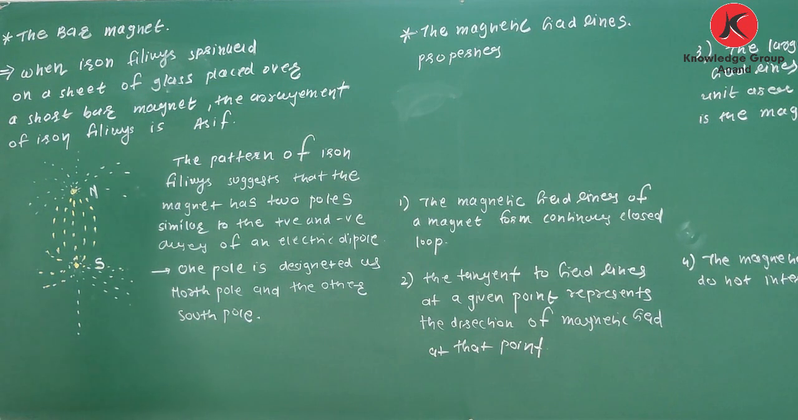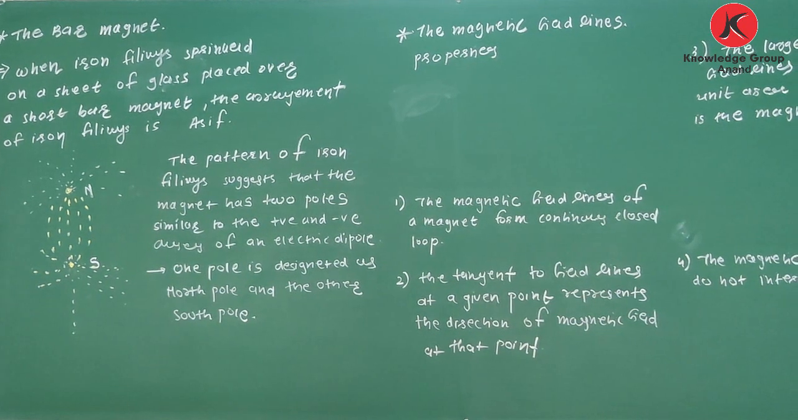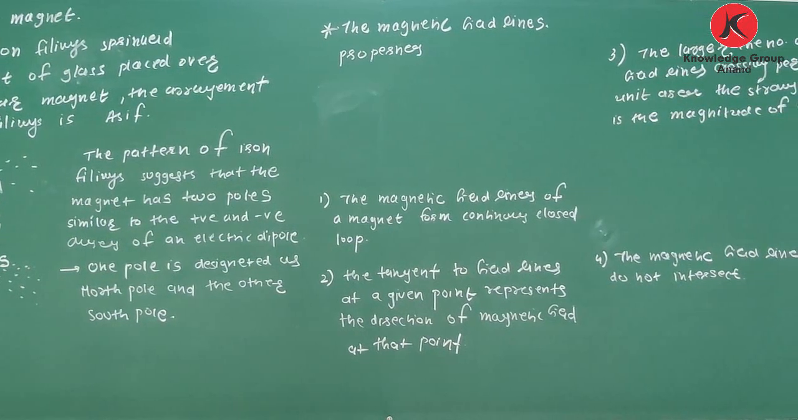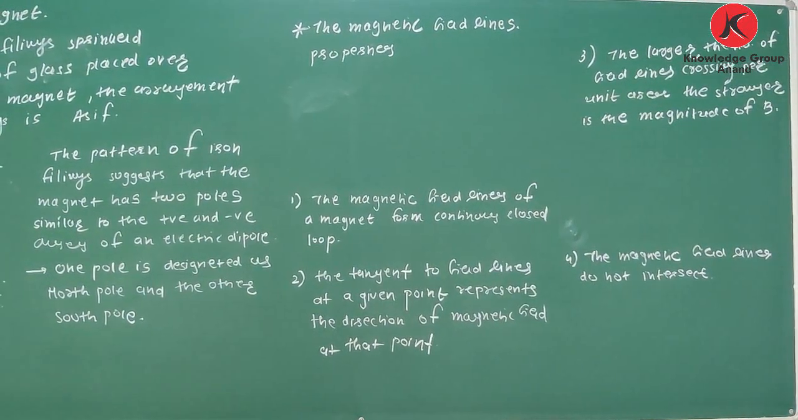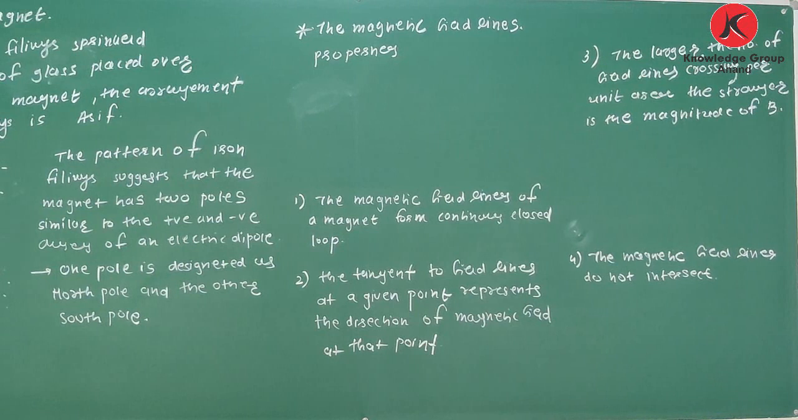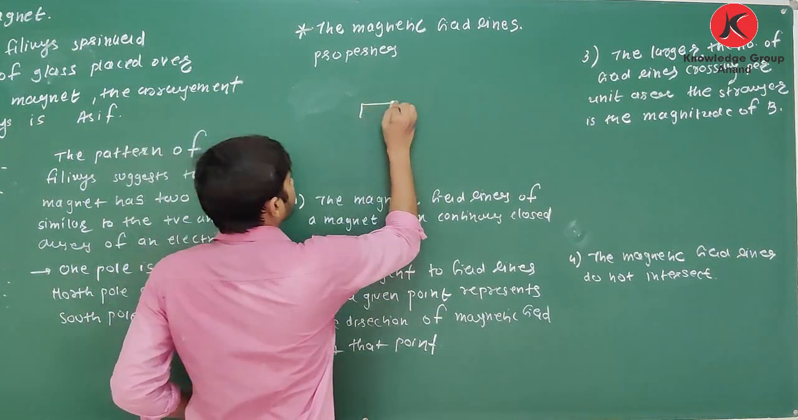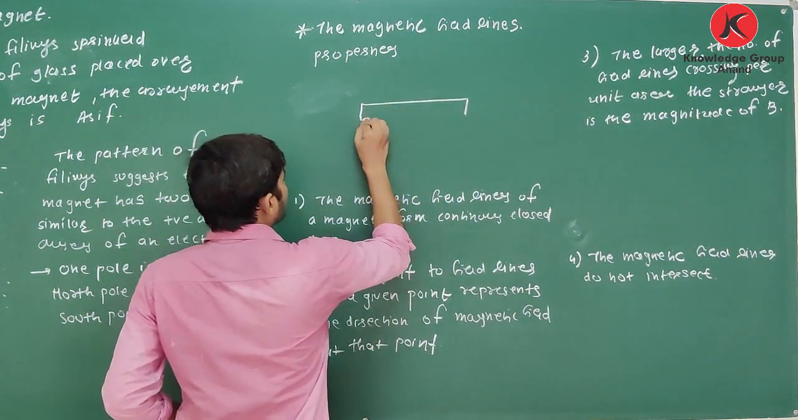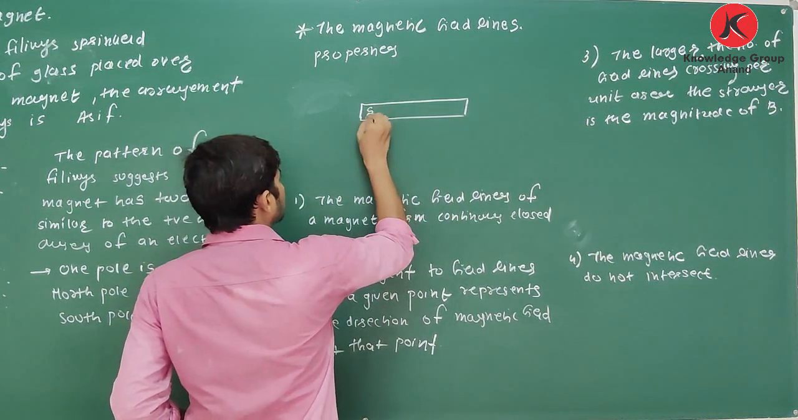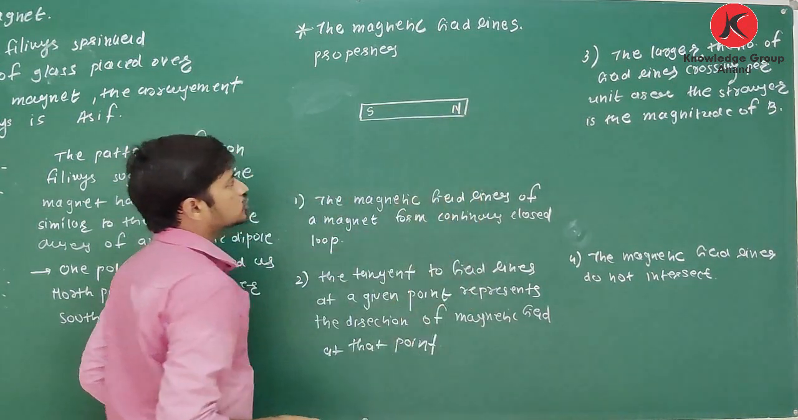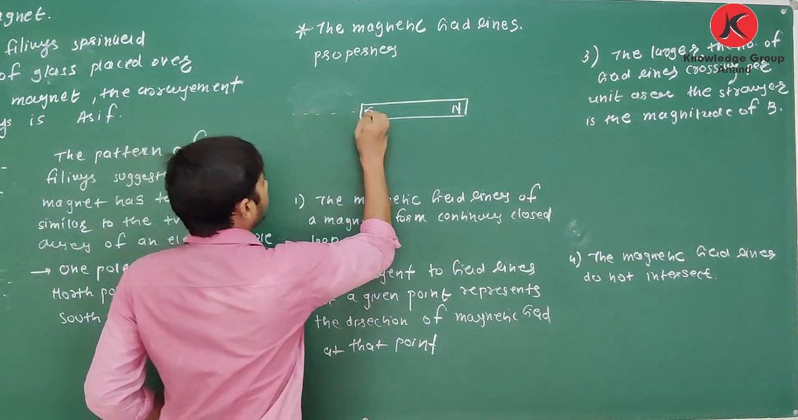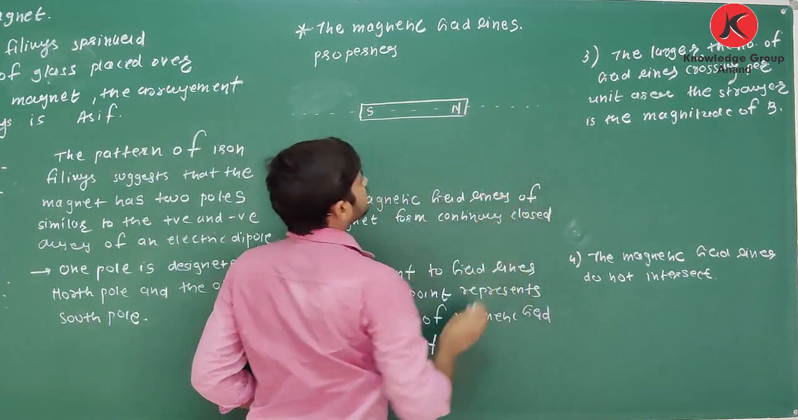So the next point is magnetic field lines and their properties. From this pattern, we can say, if I have a bar magnet, it has a south pole and a north pole, and this is the axis of the magnet.